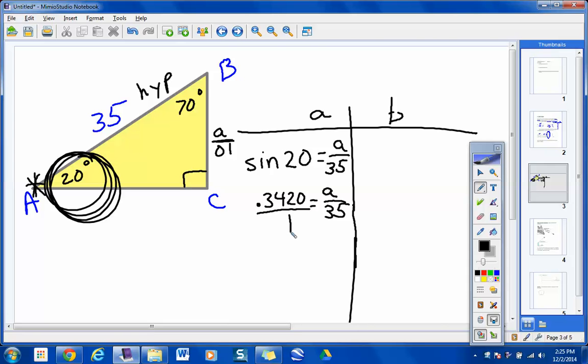I always set a proportion up like that because it just helps me visualize that I'm going to solve this. Take 0.3420 times what? Cross multiply times 35 and divide that by what? 1. Okay? To the nearest tenth, what do you get when you solve that? 11.9. So my A value is 11.9. No, it'd be 12. My bad. Because it's 11.97. Okay, I don't care if you go 2 places, 1 place. Nearest tenth is typically good. What do you guys get for that?